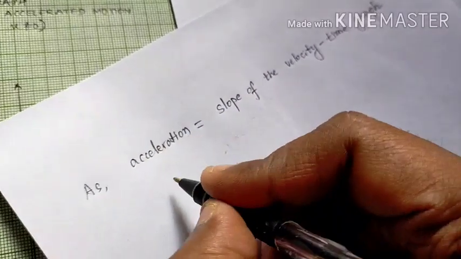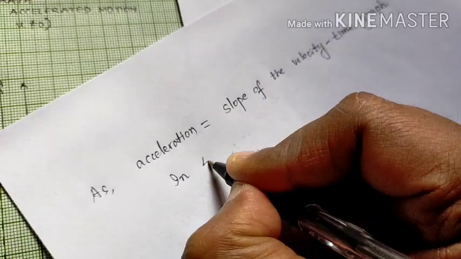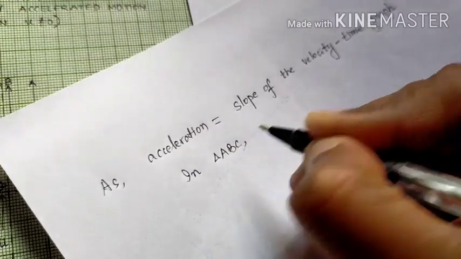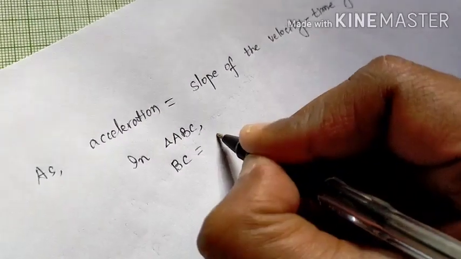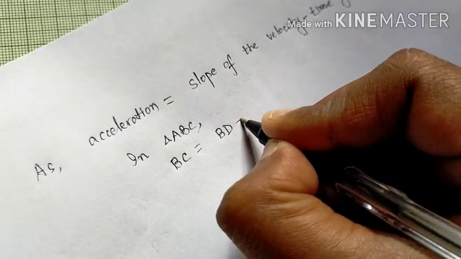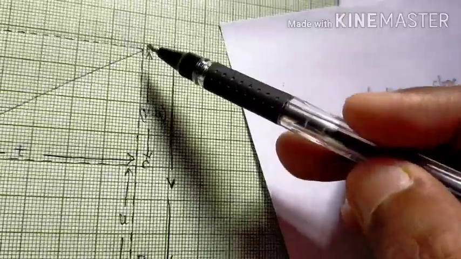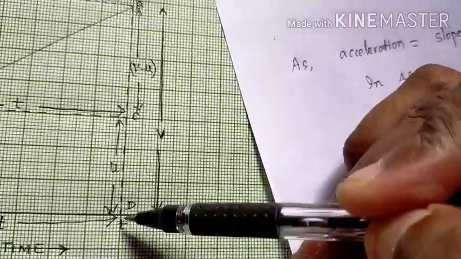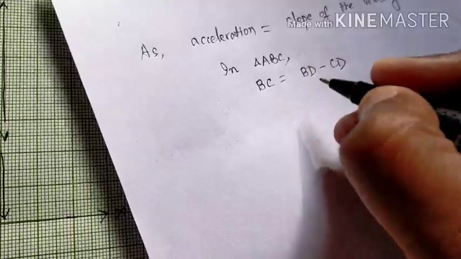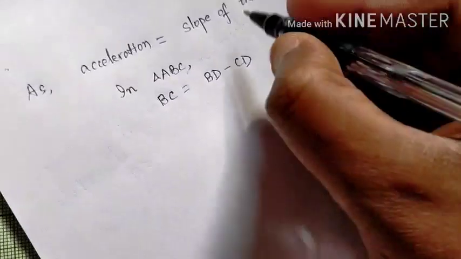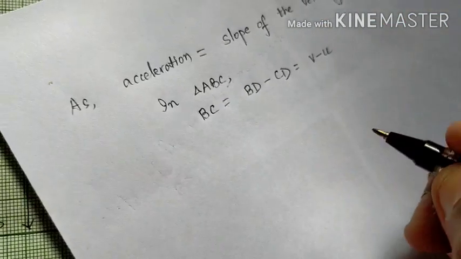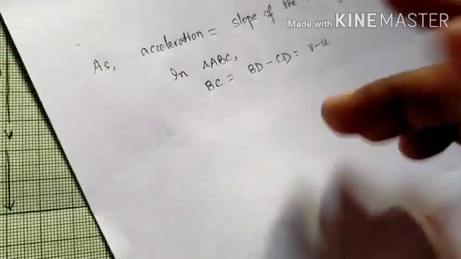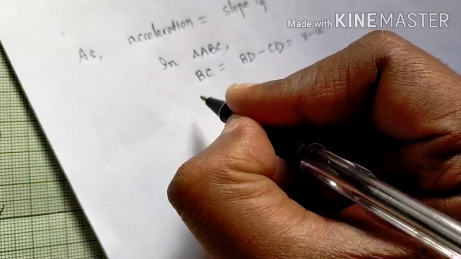So in the right angle triangle ABC, perpendicular BC is equal to BD minus CD. Now this thing we had already done. BC we had already solved for. Still, let's do it again. So BC is equal to BD minus CD. BD is equal to V and CD is equal to U, so BC will be equal to V minus U. That we have already seen in the graph.